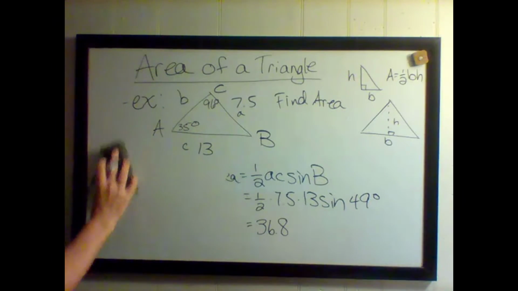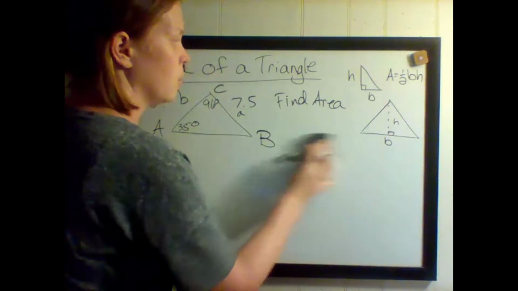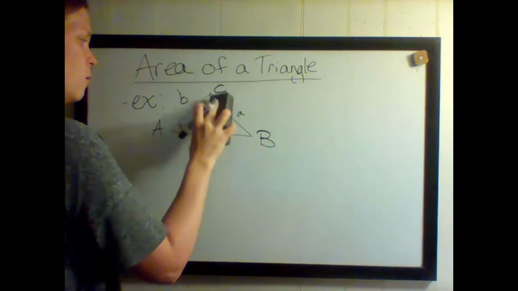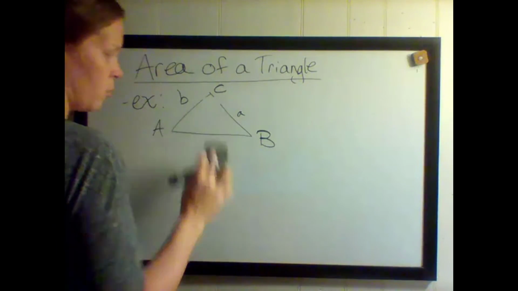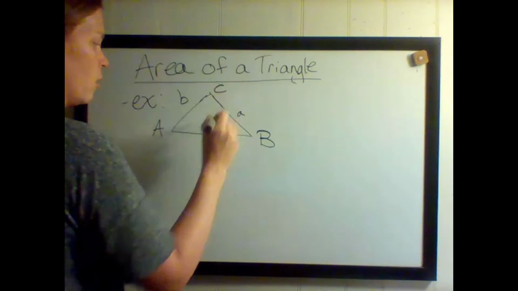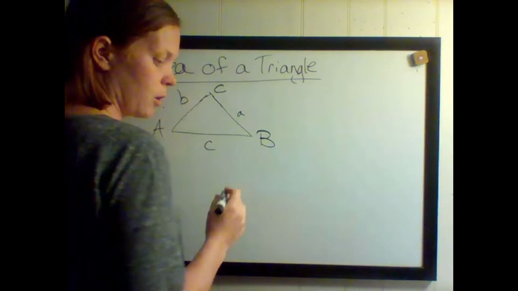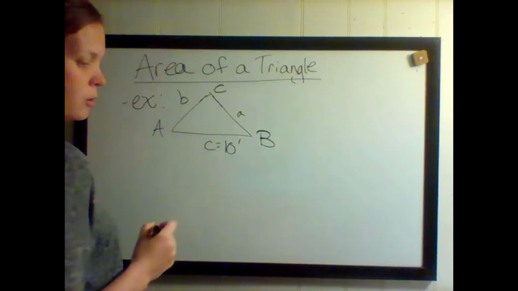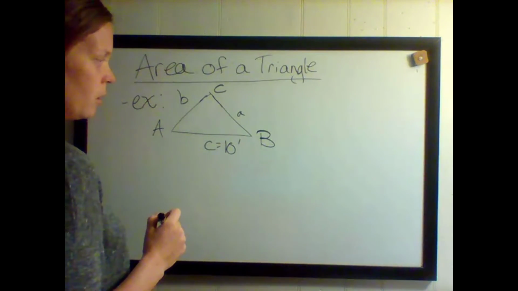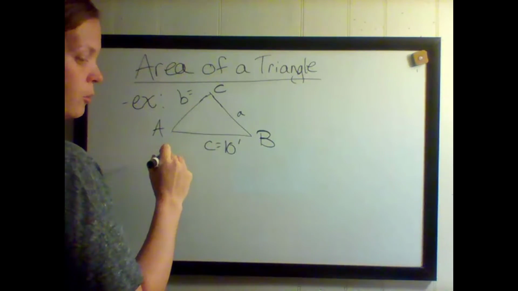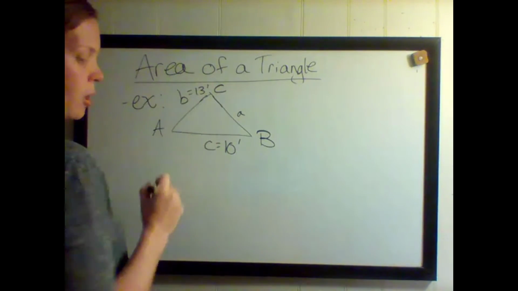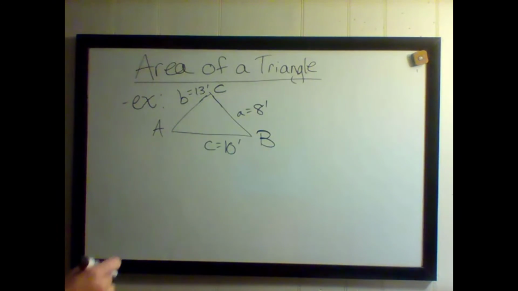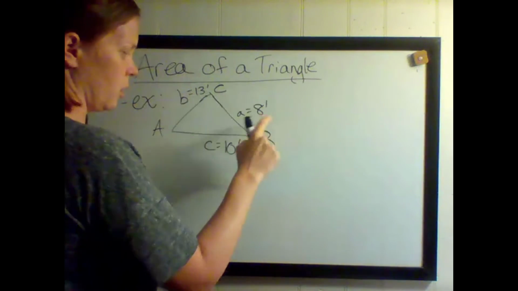Now let's do one where we're given all the sides. Let's keep my triangle here. So let's say that on this triangle, C is 10 feet, B is 13 feet, not quite to scale here, and A is 8 feet. Okay, so my sides are 13, 8, and 10.